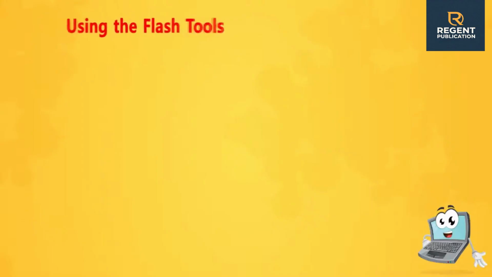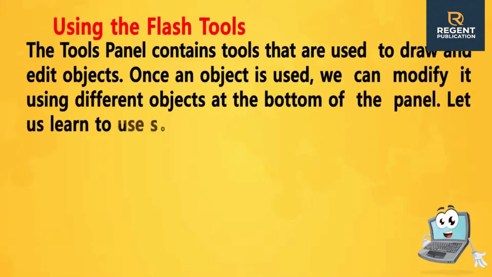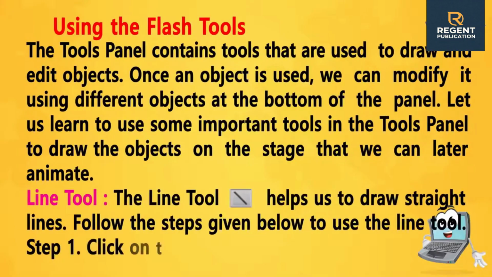Using the Flash tools. The Tools panel contains tools that are used to draw and edit objects. Once an object is selected, we can modify it using different options at the bottom of the panel. Let us learn to use some important tools in the Tools panel to draw the objects on the stage that we can later animate. Line tool. The line tool helps us to draw straight lines. Follow the steps given below to use the line tool.